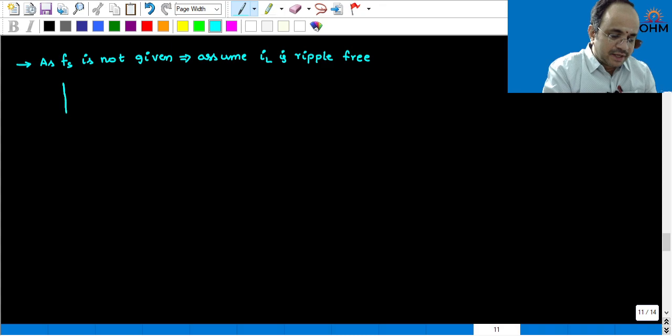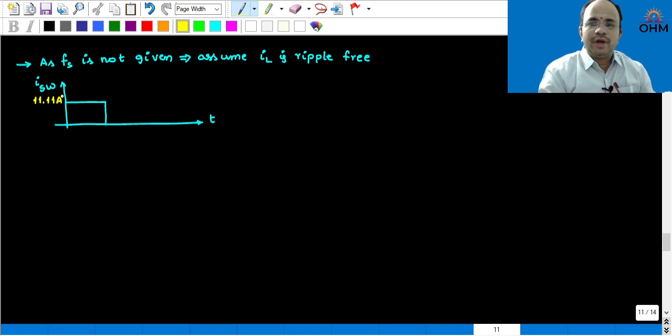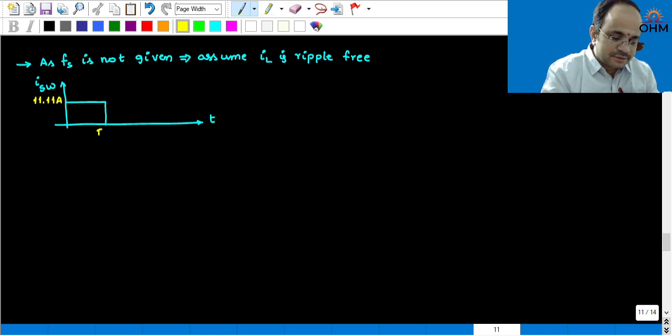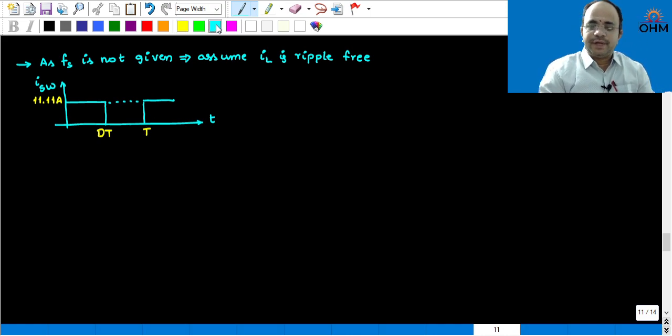So if inductor current is ripple free, how can you draw switch current? Switch will carry inductor current whose magnitude is 11.11 ampere. Switch will be turned on from 0 to dt, and from dt to t switch will be turned off.